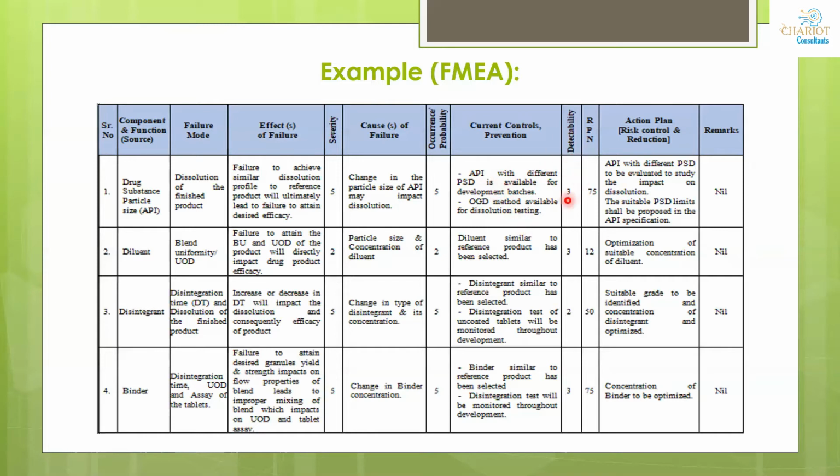And the detectability I have kept is at 3, because we have a dissolution method with us as our current control, and we have different particle sizes to see the impact of particle size. So the detectability is 3. I mean, you can easily detect when you are using different particle sizes and you are seeing the effect on dissolution.